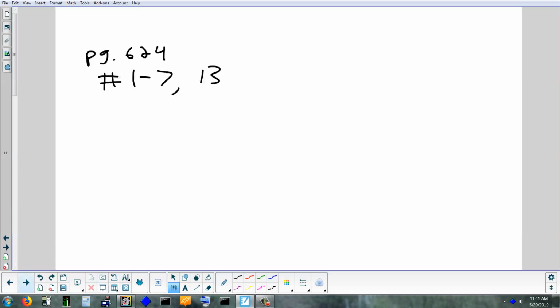All right, on 624, homework is 1 through 7 and 13. So you got about 25 minutes. So if you need to take a picture of the book, you can. If you flip through it and you don't understand something the book says, just let me know and I'll explain it to you.